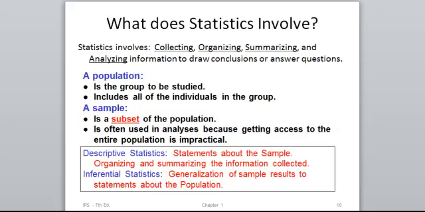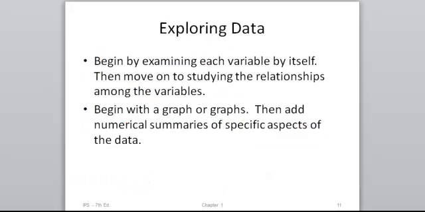What's a population? Well, it's a group to be studied and includes all the individuals in the group. A sample is a subset of the population. It's often used in analysis because getting access to the entire population is somewhat impractical. Now, there are two types of statistics, and this is important to know. Descriptive statistics. That's statements about the sample, the organizing and summarizing the information collected. And then we have inferential statistics. Generalization of the sample results to statements about the population. So we're going to start to explore data.